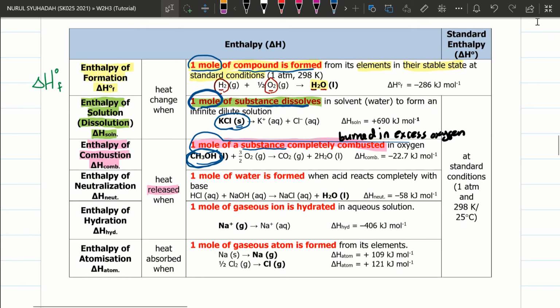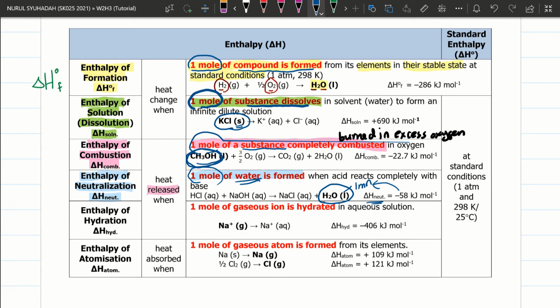The next one, after delta H combustion, we're going to look at the enthalpy of neutralization, delta H neutralization. The definition is heat released when 1 mole of water is formed when acid reacts completely with base. Your focus here, the 1 mole, is for the water molecule formed. So you need to make sure that H2O here must be 1 mole. The value of delta H here refers to when 1 mole of water is formed.